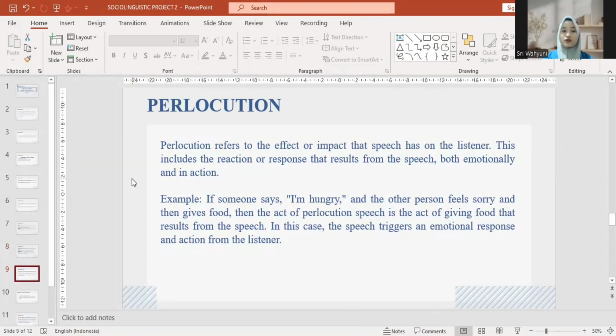Next is perlocution. Perlocution refers to the effect or impact that speech has on the listener. This includes the direction of response that results from the speech, both emotionally and in action. For example, if someone says, I'm hungry, and the other person feels sorry and then gives food, then the perlocutionary act is the act of giving food that results from the speech. In this case, the speech triggers an emotional response and action from the listener.